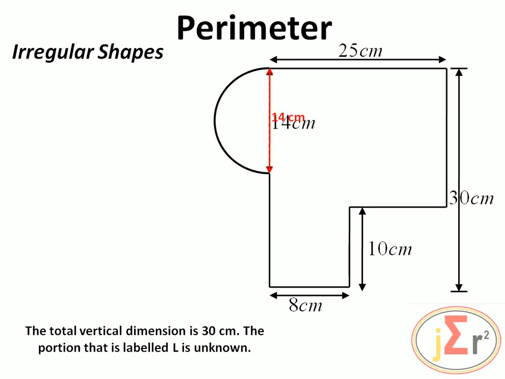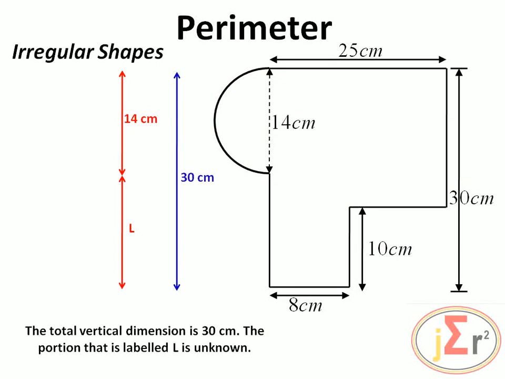So let us see what we can do. Right, so the total vertical dimension is 30 centimeters. The portion that is labeled L is unknown, and the total is 30. Comes across very nicely. So we know that L plus 14 is equal to 30. The solution of this simple linear equation gives L is equal to 16 centimeters, and it goes right there.